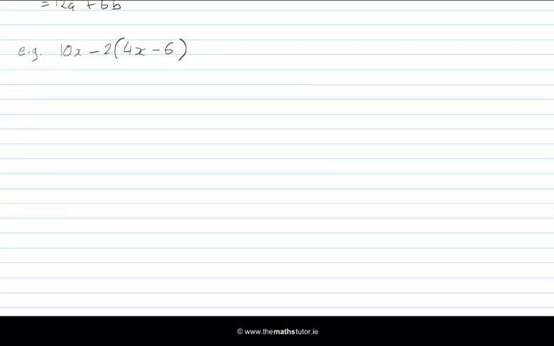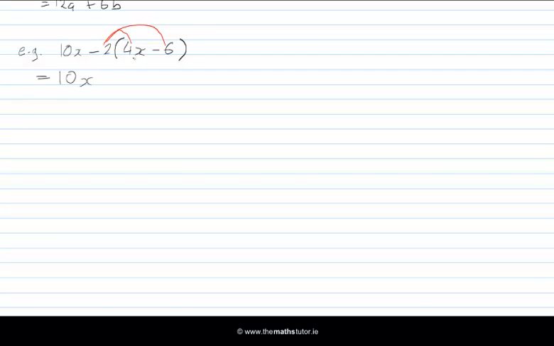Let's take a look at another example then. Let's say we have 10x minus 2 times 4x minus 6, 2 of these boxes. First of all, let's just show the things we're multiplying, the minus 2 times the 4x, and the minus 2 times the minus 6. So nothing happens to the 10x, so we just write that down normally.